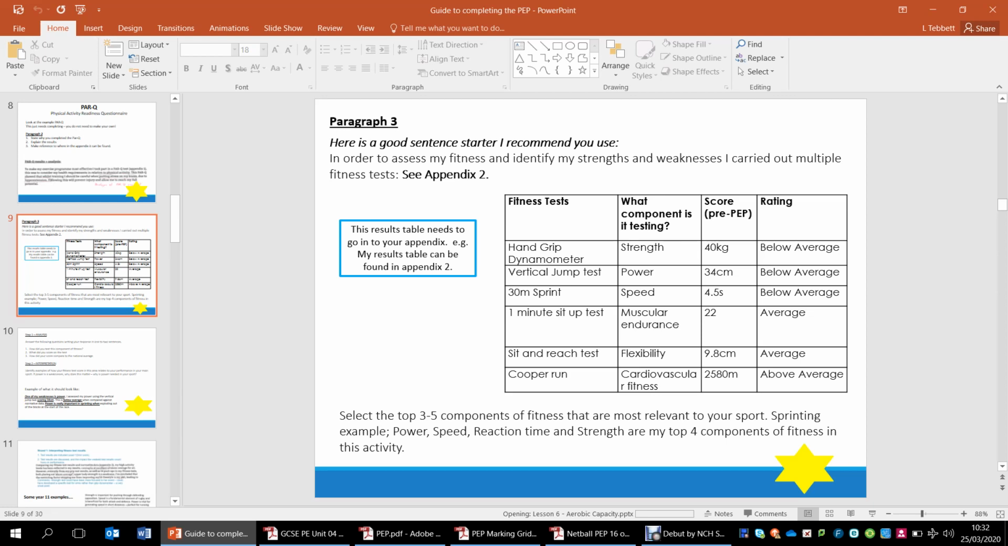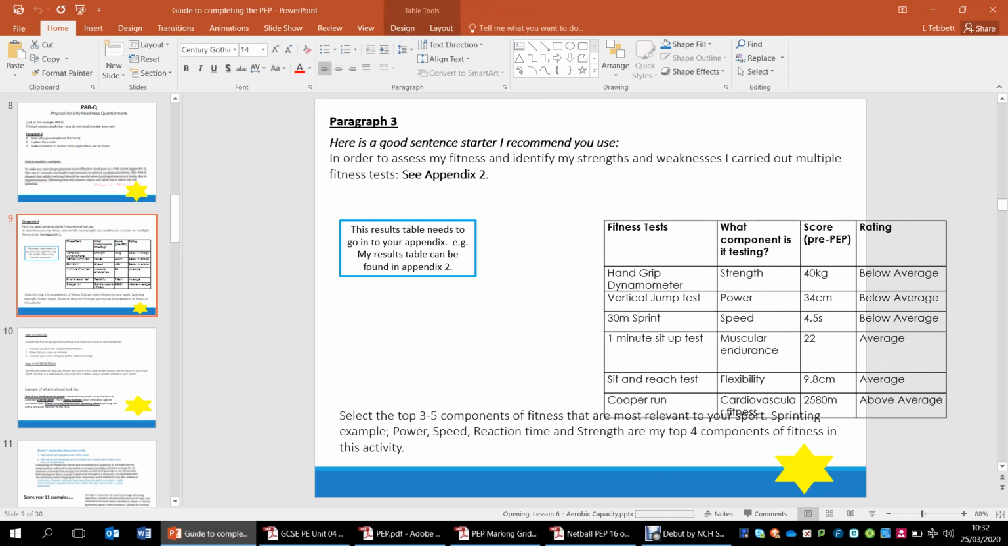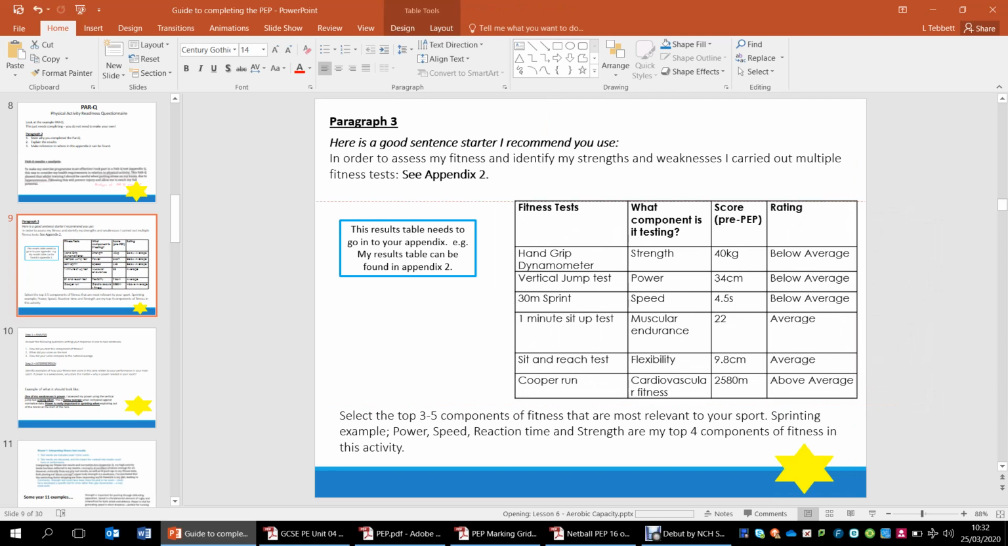Hello and welcome back. We're going to look now at the analysis and interpretation of our fitness test results. So by now you should all have a set of fitness tests that look like this table here.